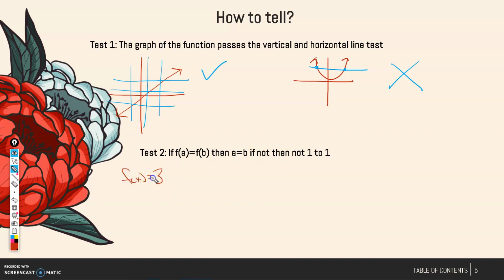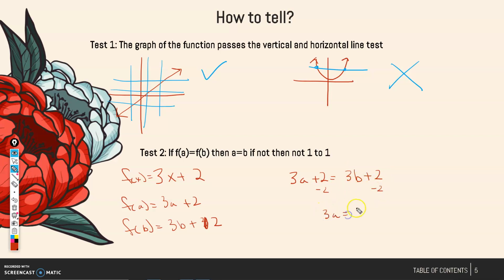So basically, plug in a to your function, plug in b to your function. For example, if we have f of x equals 3x plus 2, plug in a, plug in b, and set them equal to each other. That's 3a plus 2 equals 3b plus 2. Subtract 2, so we have 3a equals 3b, divide by 3, a equals b. Check. This function is one-to-one because we solved it out and got exactly a equals b.